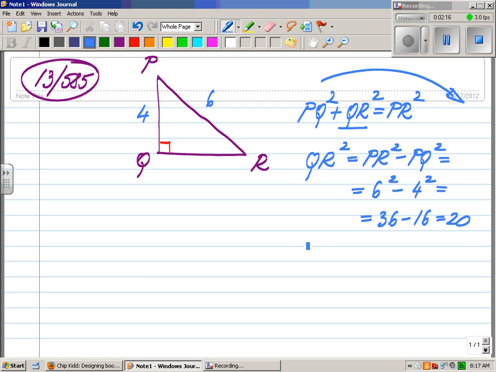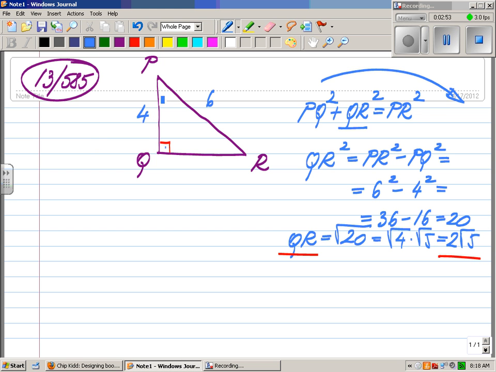Now, how big is QR? Square root 20, which, if you want to simplify it, will be square root 4 times square root 5, which is 2 square root 5. Alright, so I know my QR is 2 square root 5. Next, I have to find the angles. One angle is known: PQR is my right angle, that's 90 degrees. Done.